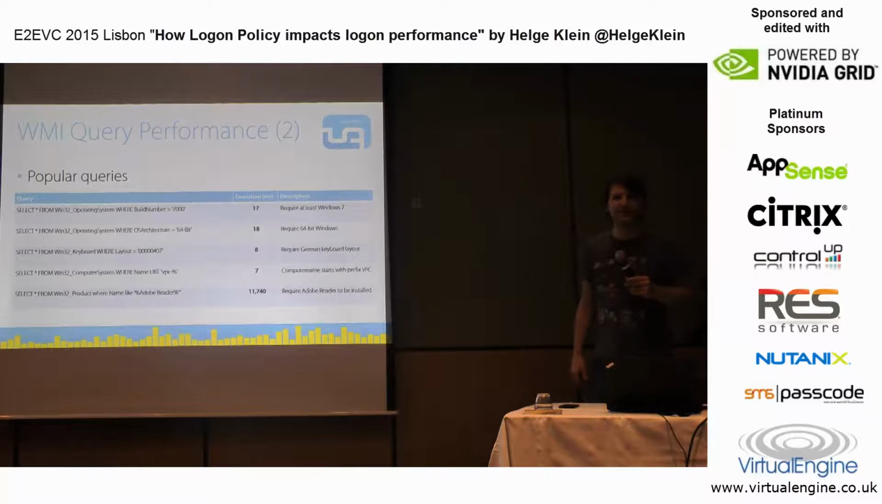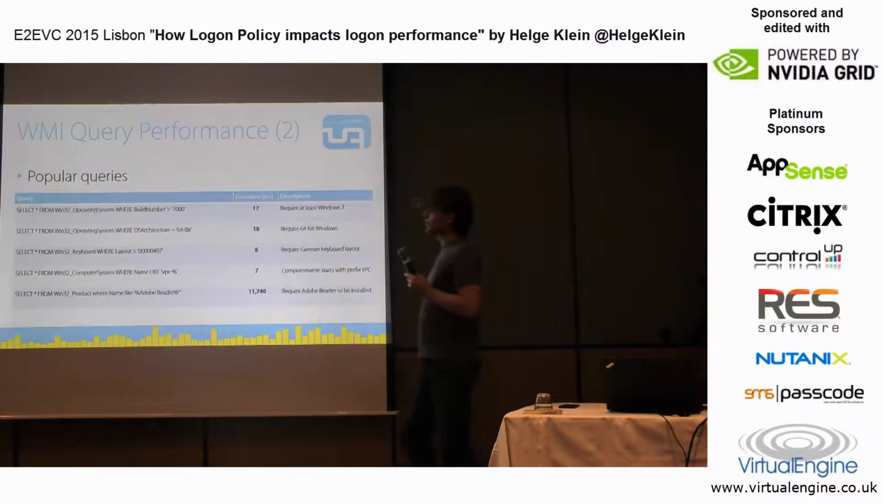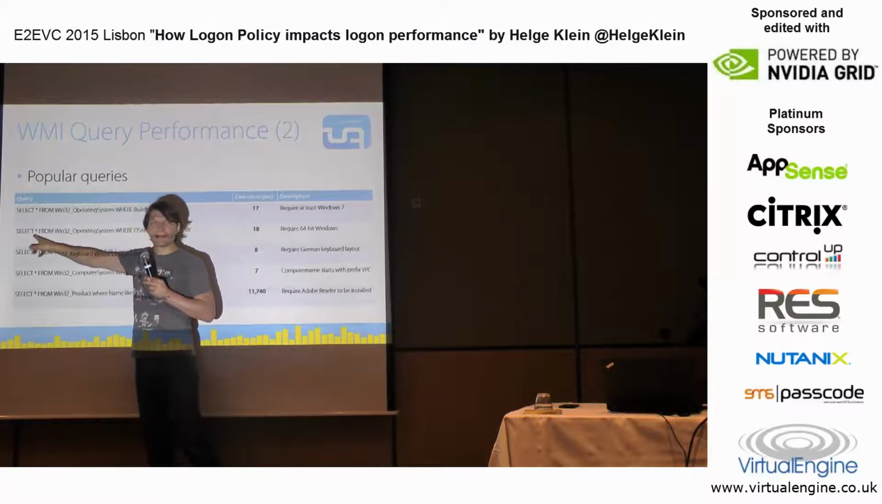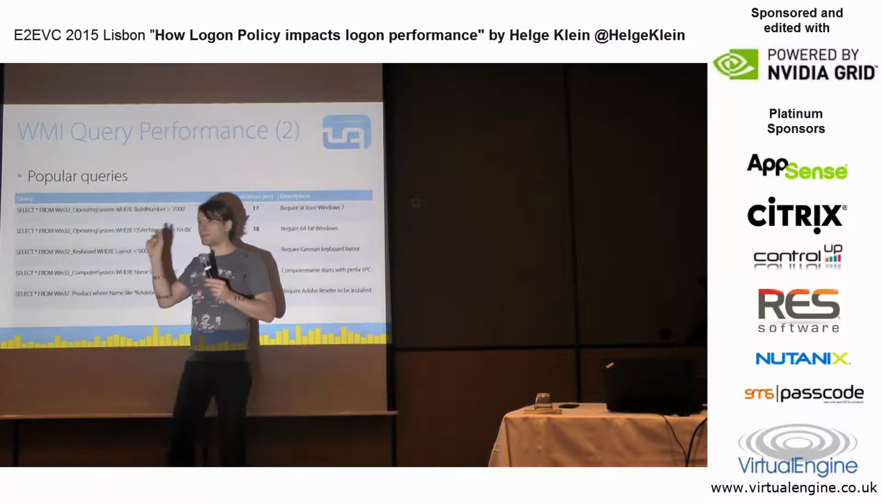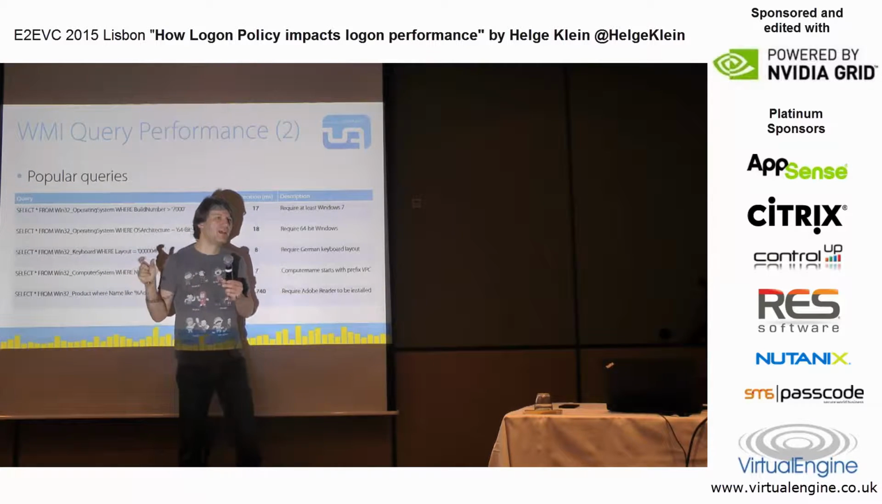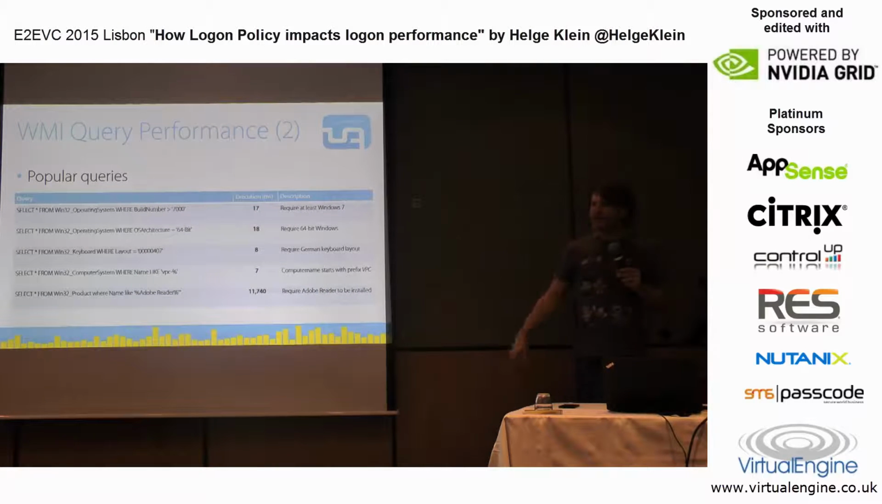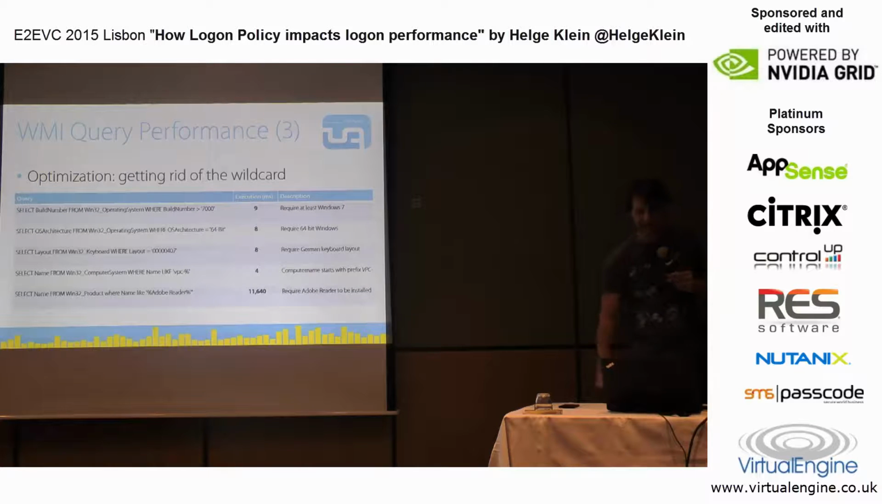There is a more efficient way to write these queries, and that is not to ask WMI to give you all the attributes. In other words, not select everything, but only select one specific attribute. There is a little optimization that can cut the execution time of these queries by about half. Let's take a look here, next slide.